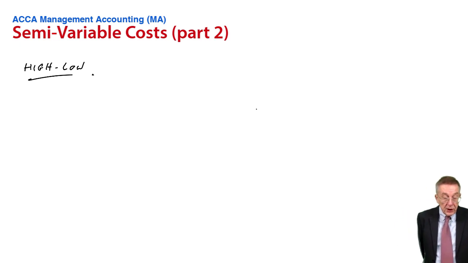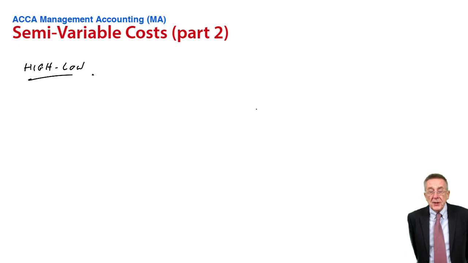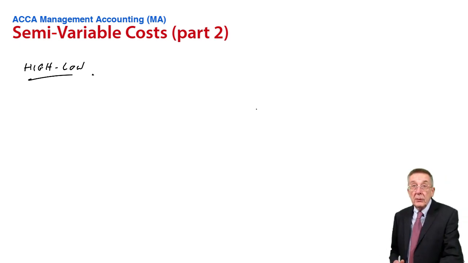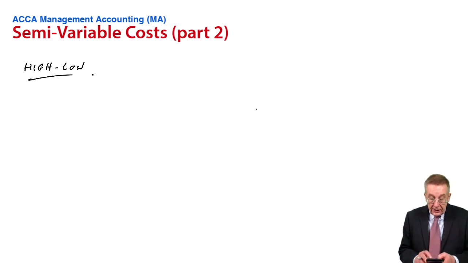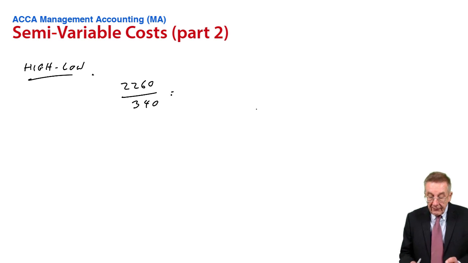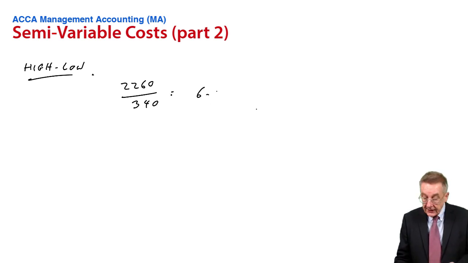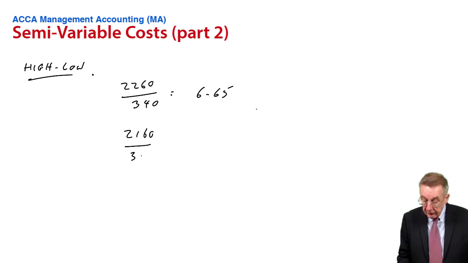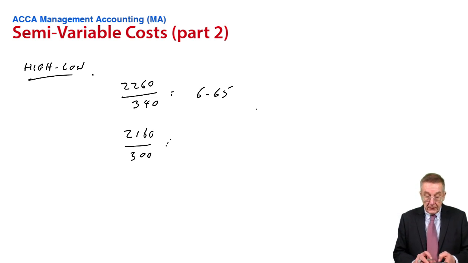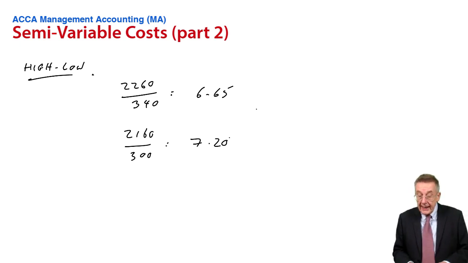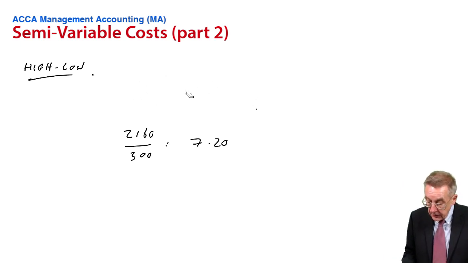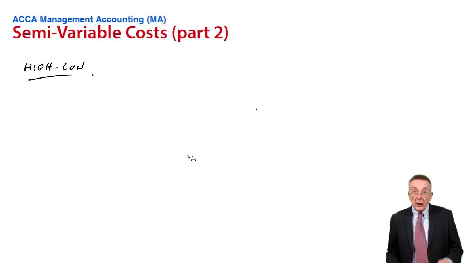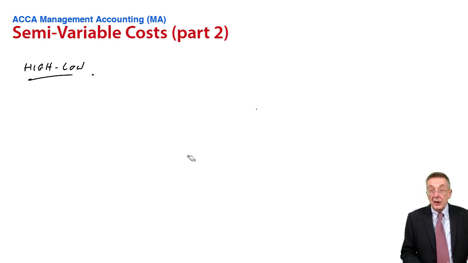But you can also see almost immediately that the cost isn't truly variable. If it was truly variable, the cost per unit each month would stay the same, and it isn't. If you look at January, 2260 for 340 units, if it were truly variable, the cost would be 665 a unit, and it would be the same each month. But if you look in February, the cost is 2160, there are 300 units. That works out at 720 a unit. So the point is, it's obviously not a fixed cost, but equally, it's not a completely variable cost. It's a combination of the two. And our job is to calculate what's the variable cost per unit and what's the fixed cost per month.